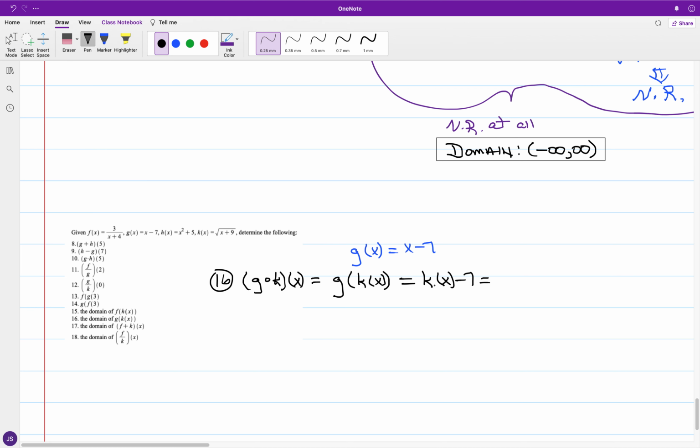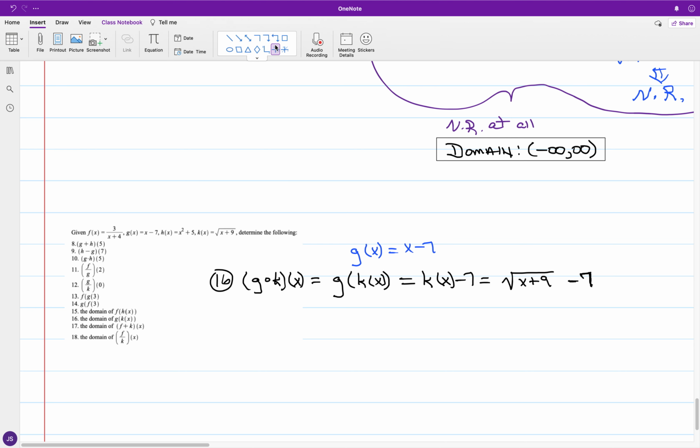And just filling in the expression that defines k of x, we have the square root of x plus 9, followed by the subtraction of 7, and these terms will be kept apart. I cannot combine the 9 and the negative 7 because negative 7 is a standalone constant and 9 is locked inside the square root. So this is going to be the output.